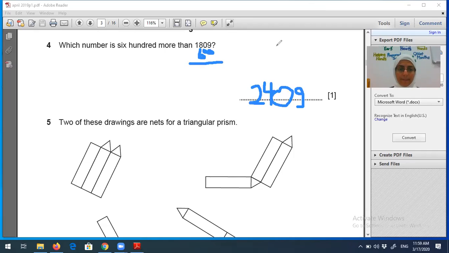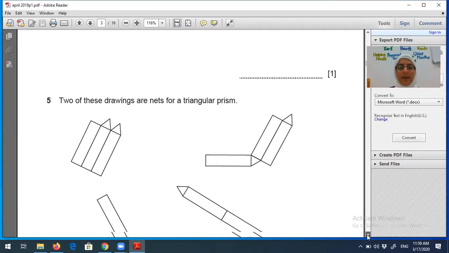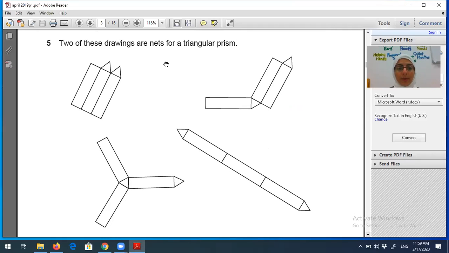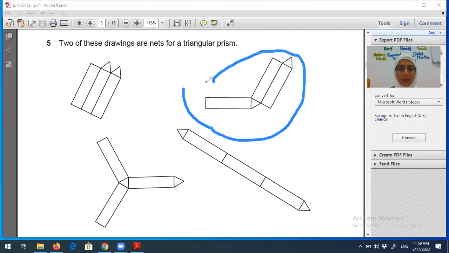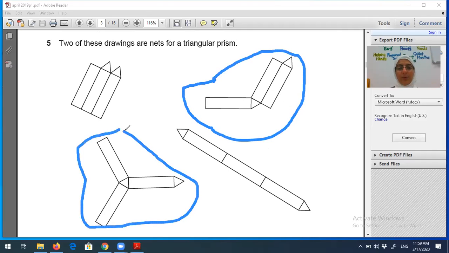Regarding this question, he's telling you here, 2 of these drawings are nets of a triangular prism. So how can I do this? Let's go quickly. Come on, there are only 2. He said 2. Make sure when you're doing this answer not to make a mistake. So simply, we took this before, the best net of a triangular prism is this one and this one. If you use the transparent paper and try the other shapes, which is this one and this one, it will never make a triangular prism.